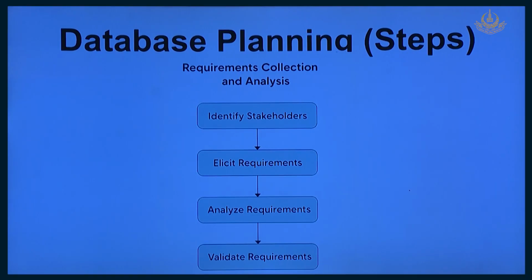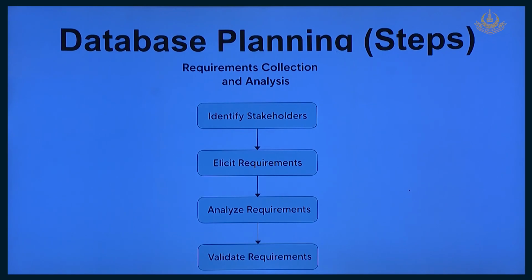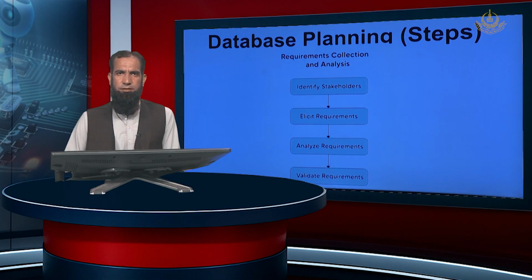Then requirements elicitation. Once stakeholders are identified, we gather their requirements. This can be done through interviews, surveys, observation, or studying existing literature. The goal here is to capture what they really need from the system. Requirements analysis. After collecting requirements, we carefully analyze them to remove conflicts, redundancies, or ambiguities. This step ensures that the requirements are clear, complete, and feasible to implement.